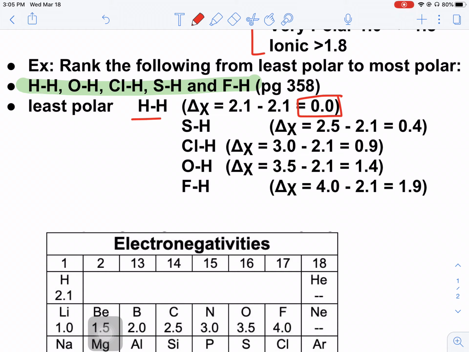All right, when we start to do some math, sulfur bonded to hydrogen, we have a difference of 0.4. Chlorine bonded to hydrogen, a difference of 0.9. Oxygen bonded to hydrogen is a 1.4, and fluorine bonded to hydrogen is a 1.9. So I've actually already put them in order for you. Some simple math will tell you which one is the most polar and which one is the least polar, and these electronegativities are useful in predicting bond character as well as the nature of polarity. And we all know when we talked about solutions that polarity has a lot to do with how things dissolve in water.